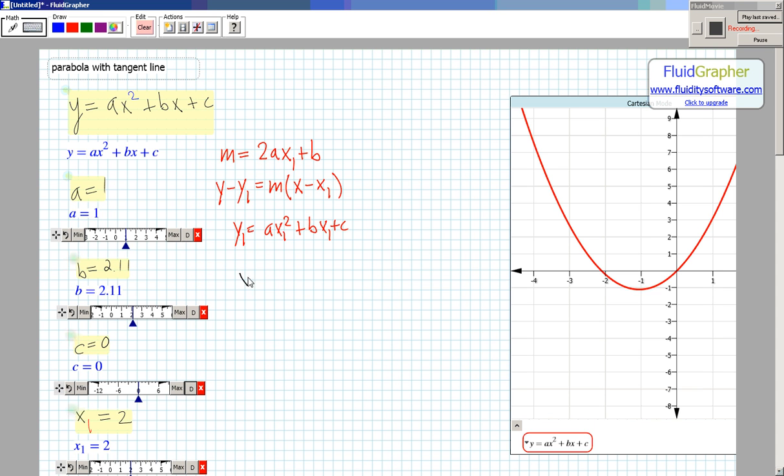So y equals m, so 2a x sub 1 plus b. I'm told by the people who created the program that my tablet is a little picky, so that's why I'm having a little bit of trouble getting my handwriting recognized.